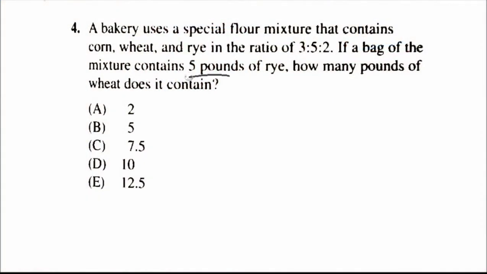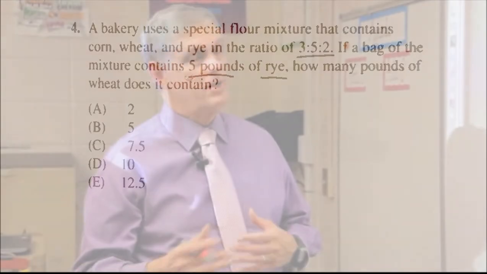And if a bag of the mixture contains 5 pounds of rye, how many pounds of wheat does it contain? Now, unlike the introductory ratio problem that I gave you when I was introducing the ratio box, there I had given you a total of the whole thing. I gave you the total number of students in a senior class. And here they're giving you the total, 5 pounds, of only one of the items. So they've thrown you a little bit of a curve there. The other curve they've thrown at you is that you've got 3 ingredients instead of just 2. So the question is, does the box method still work? And the answer is yes.